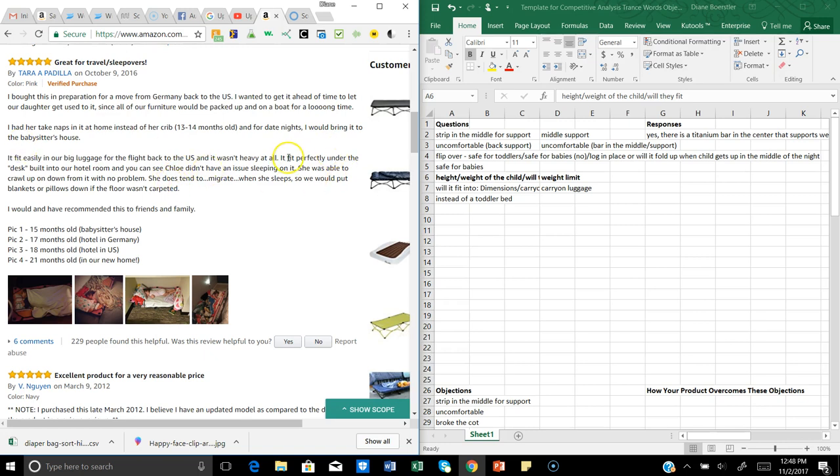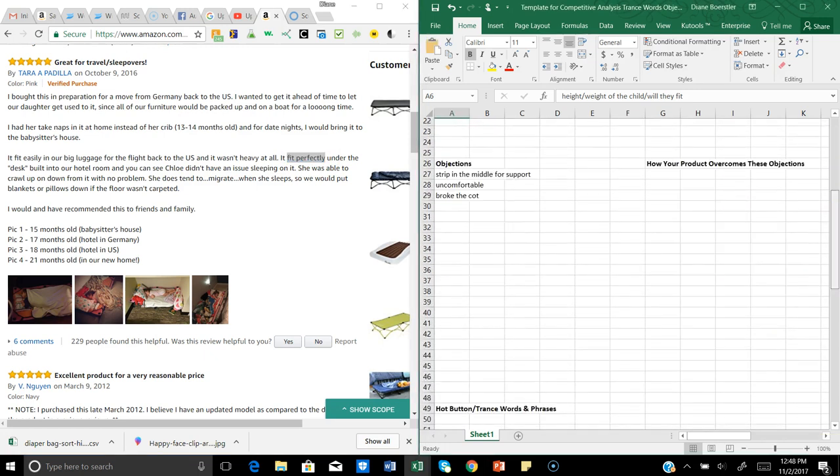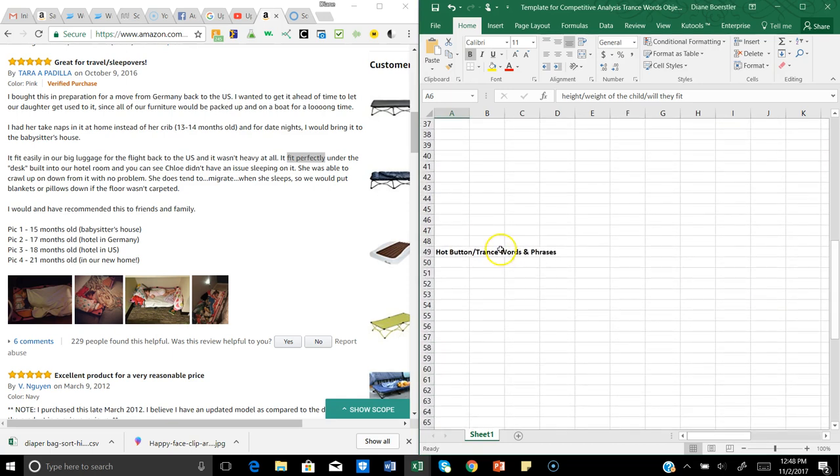Let's see here. Fit perfectly under the desk, right? So they're using terms like fit perfectly. You want to look for terms, and you're looking for more repetitive terms that are descriptive. So these are hot button words and phrases down here, right? So fit perfectly, and for this particular thing, they said under desk. Okay, so wasn't heavy at all.